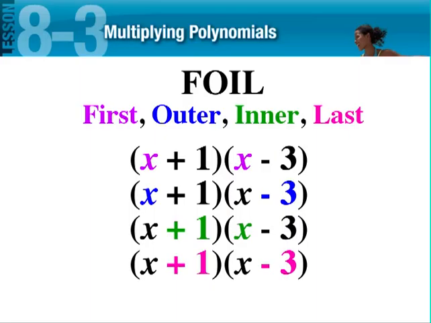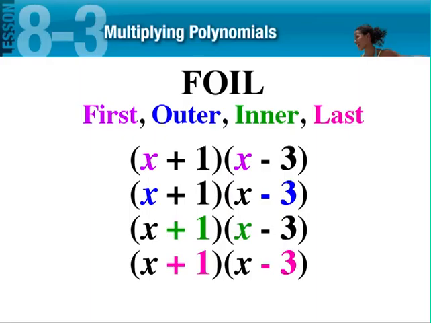By the way, x plus 1 is what type of polynomial? Linear. How many terms? It's not a monomial, it's a binomial. So it's a binomial times a binomial. That is what FOIL works for. Works for a binomial, 2 terms times 2 terms.